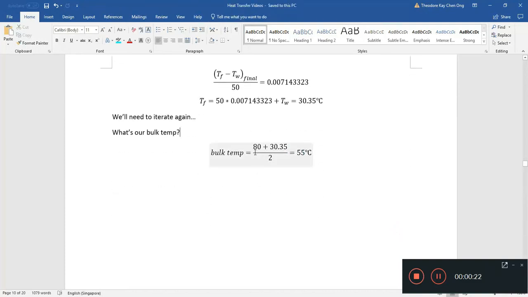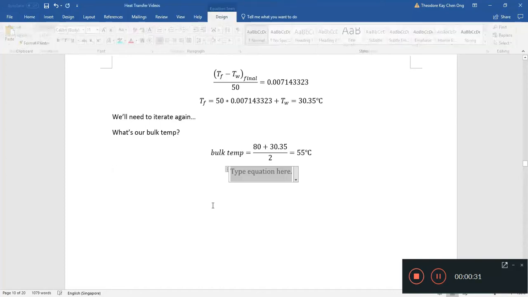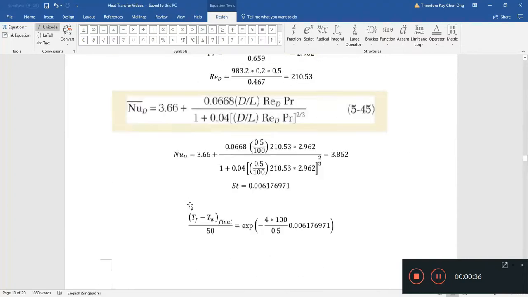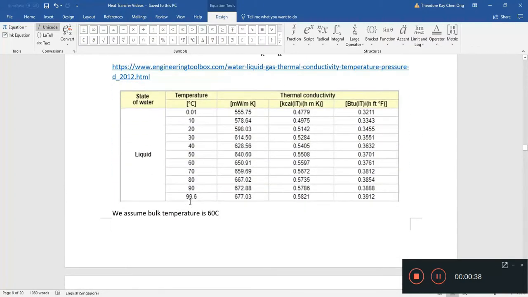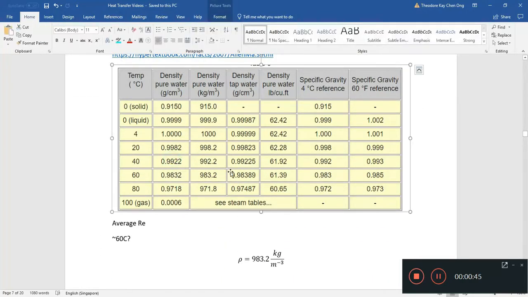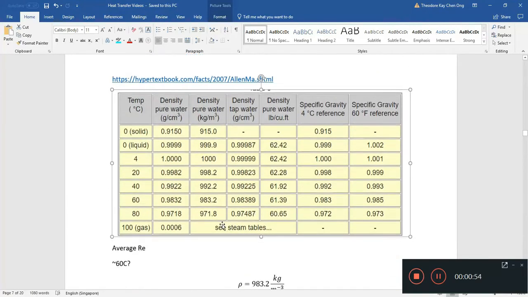So we find that our bulk temperature is actually 55 degrees C, thereabout. Then we are going to evaluate our Reynolds and Prandtl number at that temperature. Let's look for the Reynolds number first. What's our Reynolds number? We're going to look at 55 degrees C and find the density. To do that we're going to do linear interpolation. It's very annoying, but we'll have to do it.